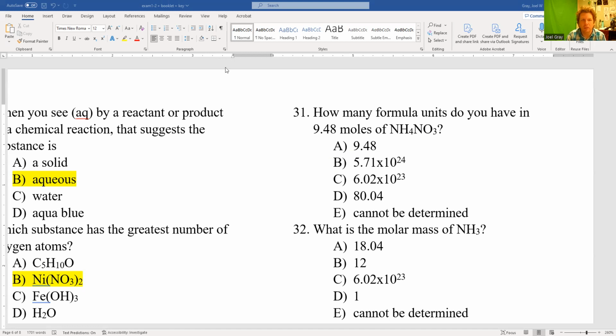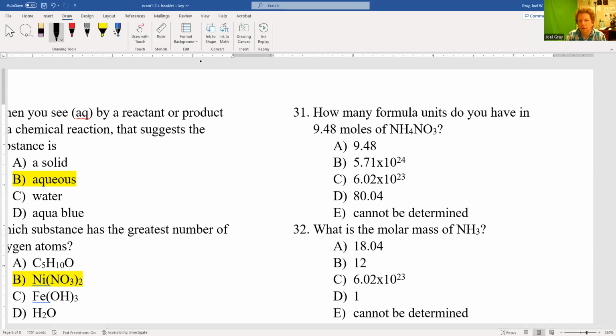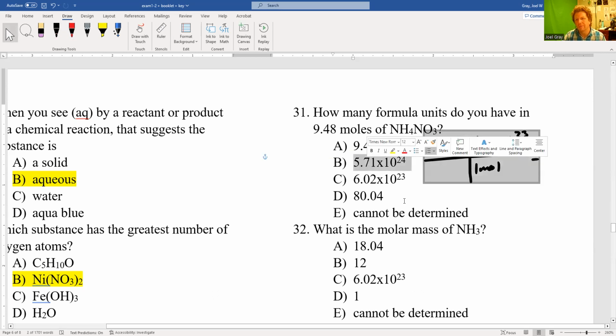So to answer this question, what you really need to say is, well, 9.48 moles, and 1 mole is 6.02 times 10 to the 23rd. So 9.48 times 6.02 times 10 to the 23rd is how you'd answer this question. We end up with 5.70696, or 5.71 times 10 to the 24th.